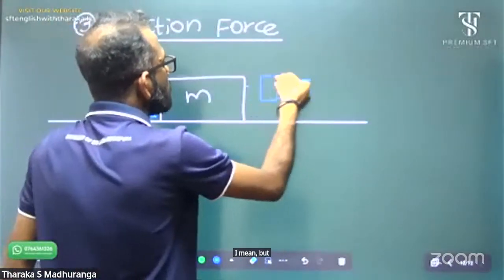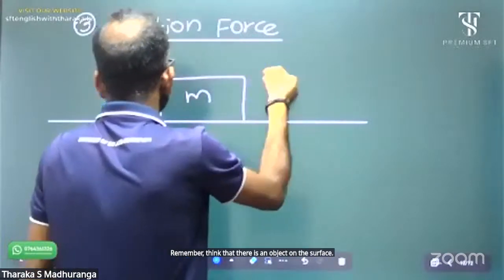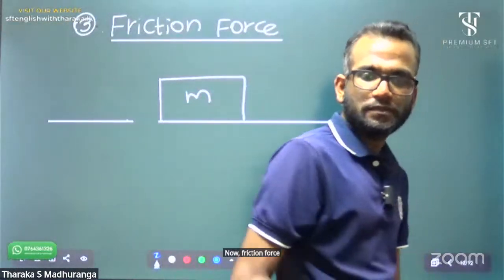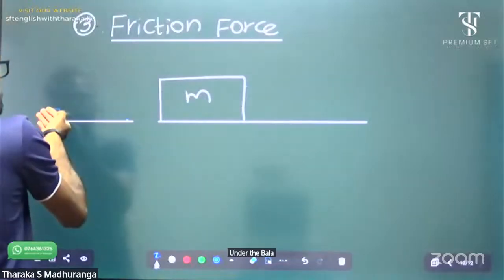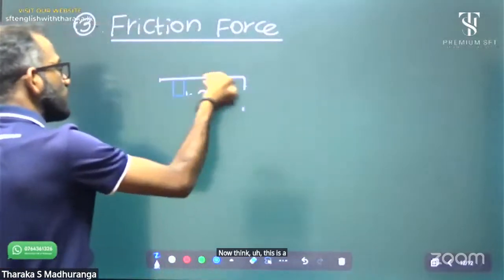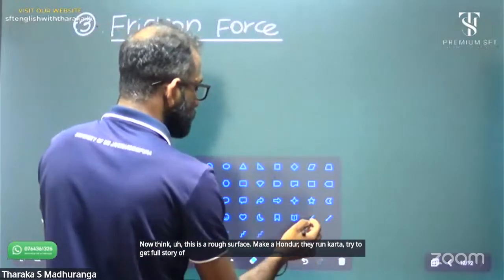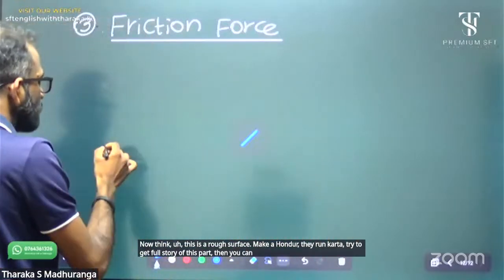Think there is an object on the surface. Is there any friction force? No friction force. Now think this is a rough surface. Make an effort to get the full story of this part, then you can easily understand the entire lesson.